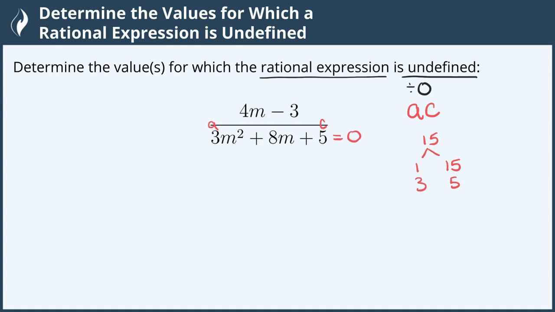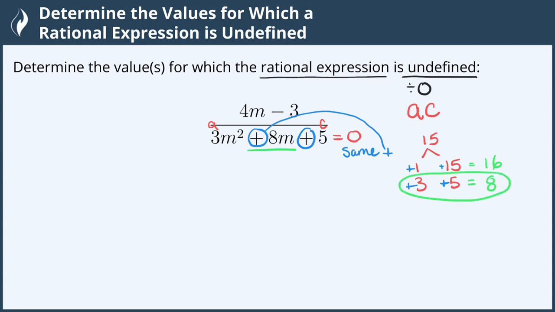We have all the factors of 15, and now we're going to look at the signs. This positive here tells us that the signs will be the same, and the sign in the middle term tells us what that same sign will be, which is positive. So all of our signs will be positive, and now we're looking for a combination that will give us positive 8. Positive 1 plus 15 gives us positive 16. Positive 3 plus 5 gives us positive 8, and that's what we were looking for.